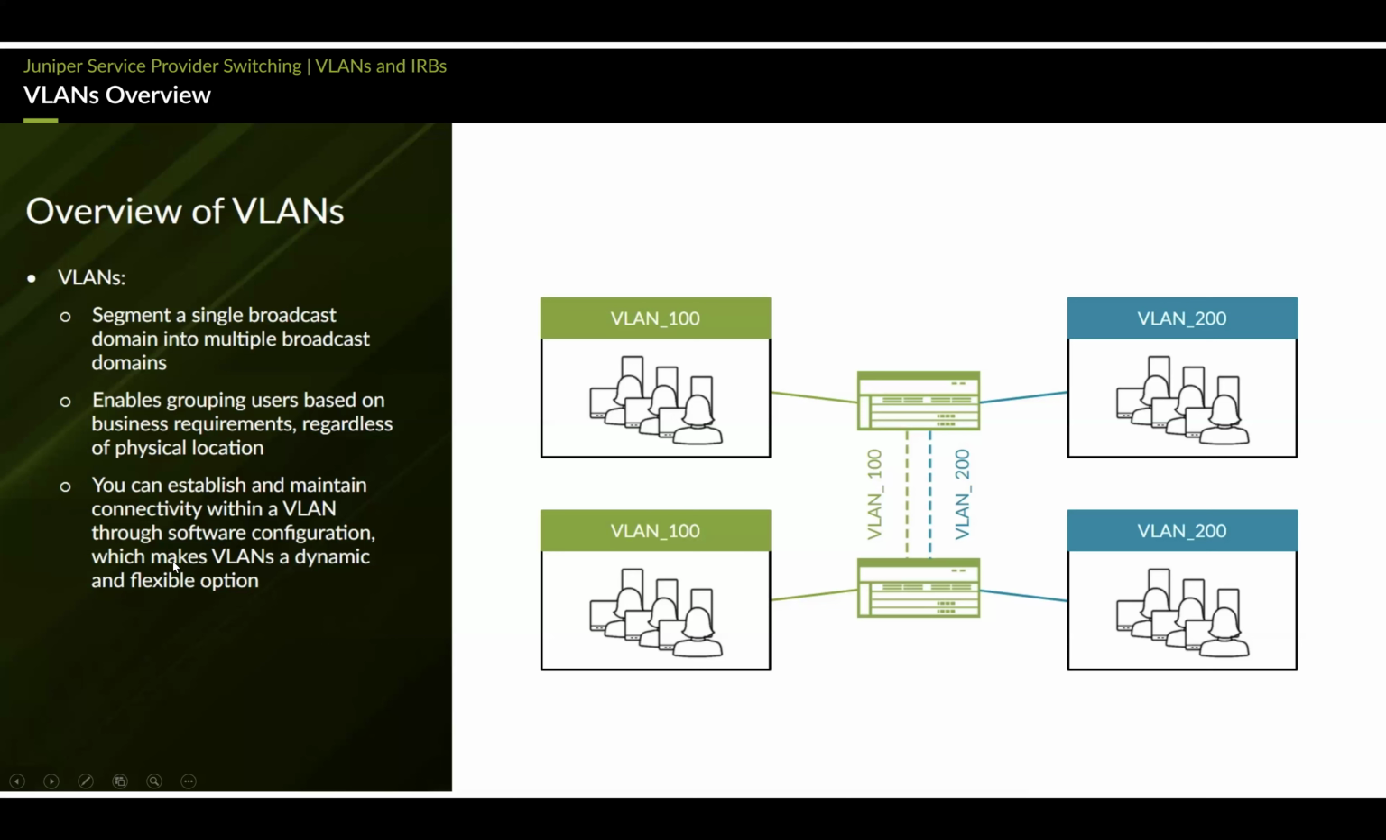Another privilege is you can establish and maintain connectivity within a VLAN through a software configuration, which makes VLANs a dynamic and flexible option. This option basically means you can configure inter-VLAN routing to communicate from one VLAN subnet to another VLAN subnet.